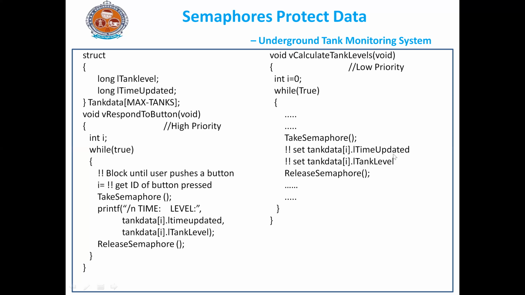Because the time is already updated to T2 and the tank level is also updated to L2, what will be the values printed here? T2 and L2, which are correct values. Those two values will be printed, and then you will release the semaphore. So that means by using the semaphore concept, the shared data problem has been solved. That is, we are protecting the data with semaphores. Here we have shown how we can protect the data using semaphores in the underground tank monitoring system.